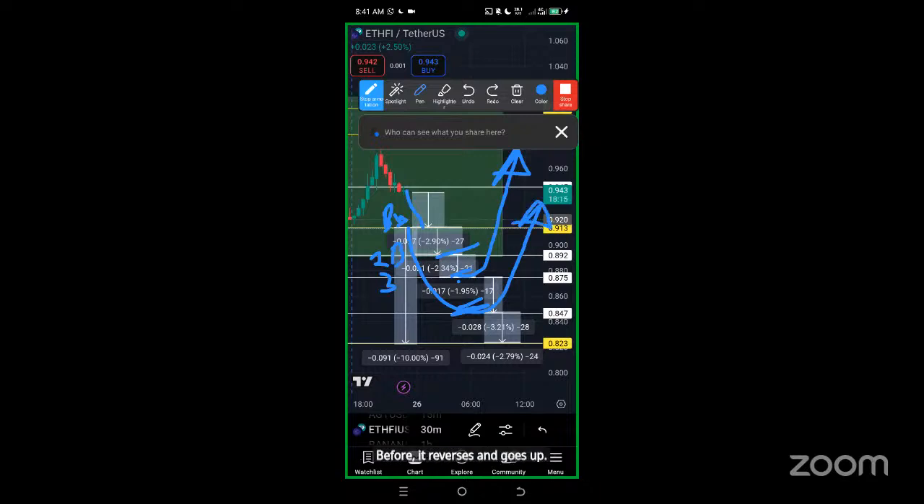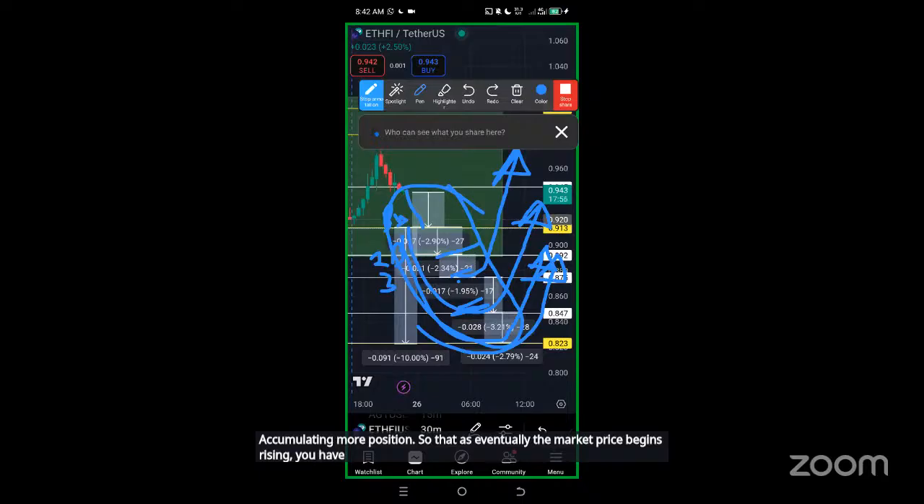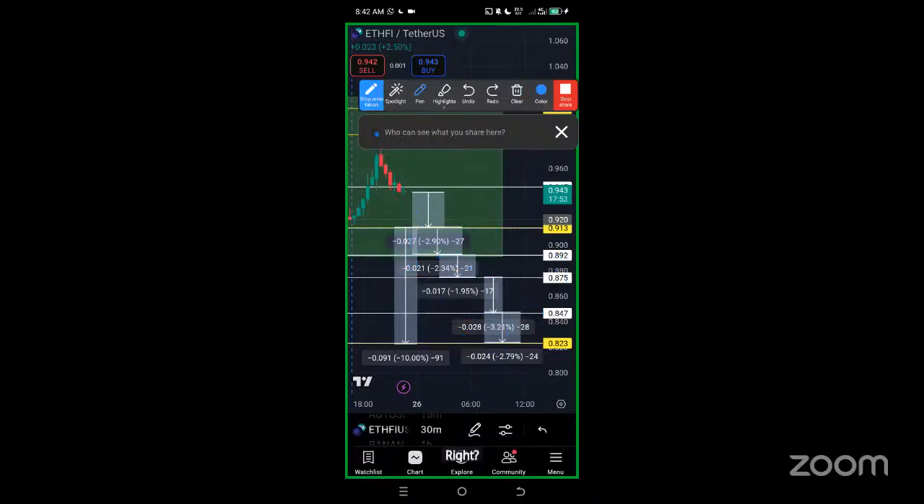Or sometime on a serious dump market condition, it can drop up to this, that 10%, and then begins going up. But in the midst of it dropping, the robot is buying, accumulating more position, so that as eventually the market price begins rising, you have so much position to take profit from. Right? Yeah, so as simple as that.